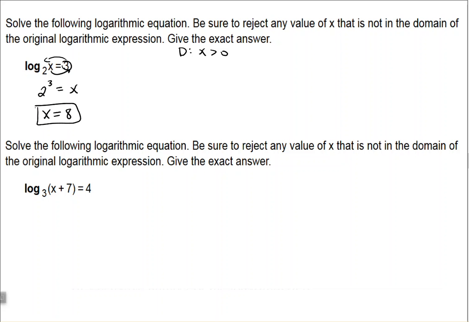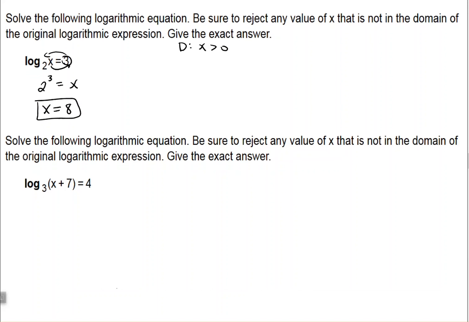Now, in most software programs, you would just type the number in for the solution, the value of 8. All right, so let's look at this next problem. We have log base 3 of x plus 7 equals 4. Again, we want to rewrite this in exponential form.